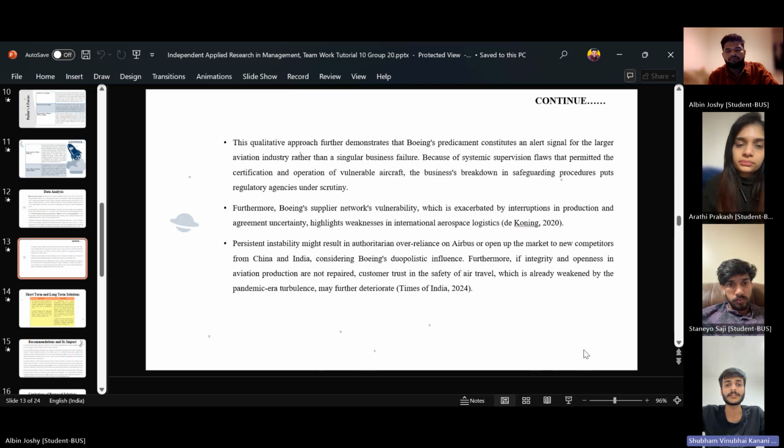Furthermore, Boeing's supply network vulnerability is exacerbated by interruptions in production and agreement uncertainty, which highlights weaknesses in international aerospace logistics.